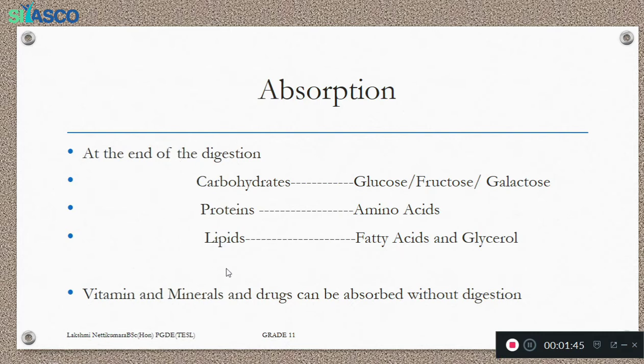Now you know these three, carbohydrates, proteins and lipids, are complex biomolecules, and glucose, fructose, galactose, amino acid, fatty acid and glycerol are the simplest absorbable forms of these complex forms. Vitamins and minerals and drugs do not undergo the digestion process. They just straight away absorb to the bloodstream without digestion.